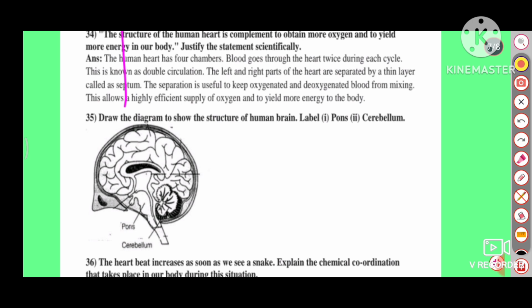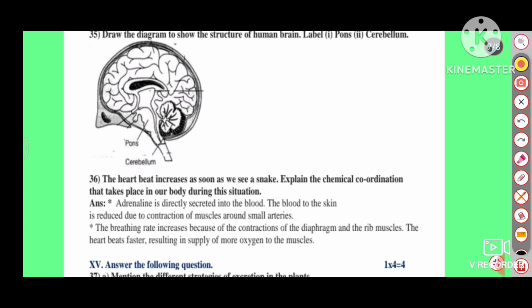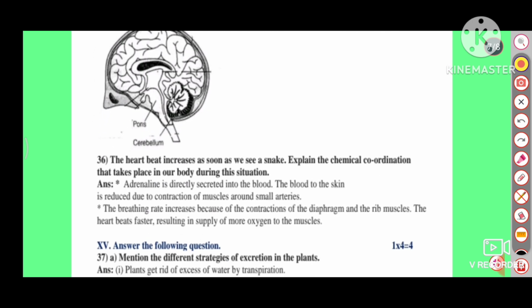Next question is, draw the diagram to show the structure of human brain. Label. First one is pons, second one is cerebellum. This is the diagram. Draw. Next question is, the heartbeat increases as soon as we see a snake. Explain the chemical coordination that takes place in our body during this situation.